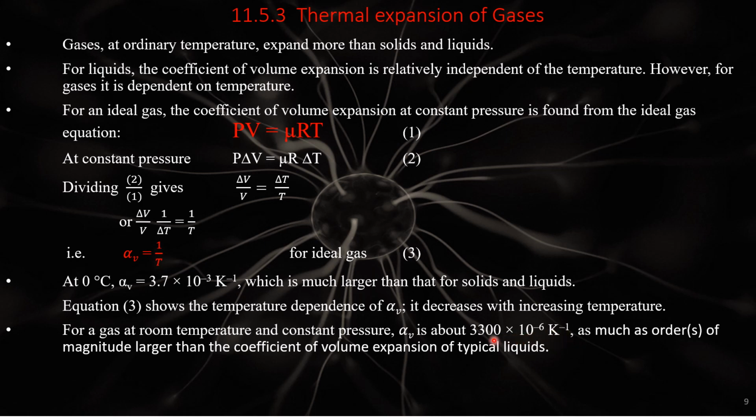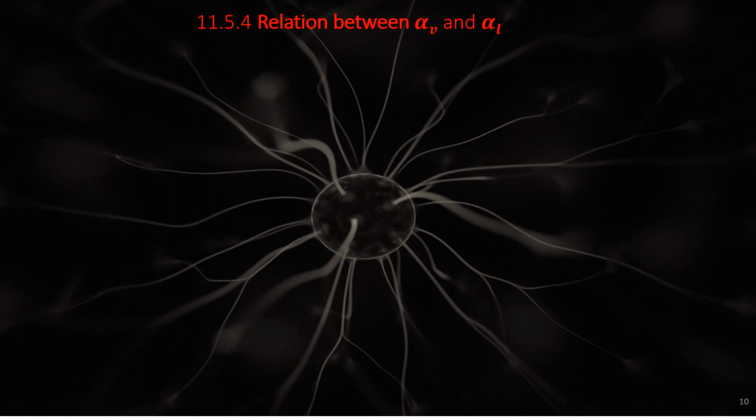This value is for alpha V at room temperature, whereas at 0 degree centigrade it is 3.7 into 10 to the power of minus 3 per Kelvin. Please note the difference between the two due to the variation in temperature. This is as much as an order of magnitude larger than the coefficient of volume expansion of typical liquids.